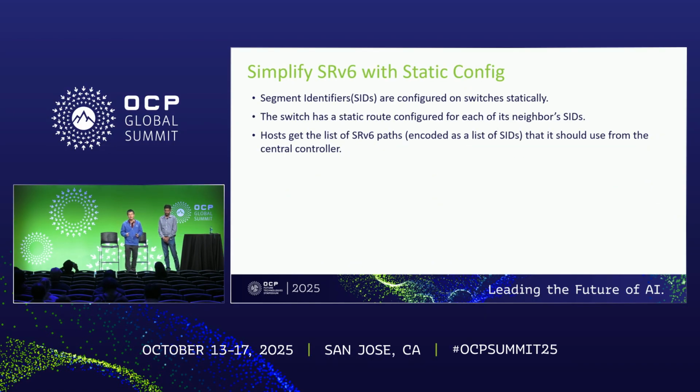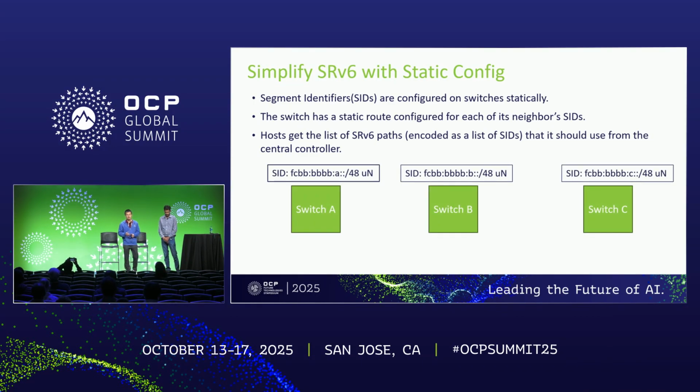Traditionally, the SRv6 control plane is very complex because it needs to use the BGP protocol to propagate the SIDs across the network. However, in our network, we want to get rid of this complexity. So our solution is to do SRv6 with static configuration. We configure every switch with only one segment identifier. Then the switch will have static routes for every switch neighbor that it has, and also the NICs. And finally, the host will get the list of SRv6 paths that it should use from our central controller.